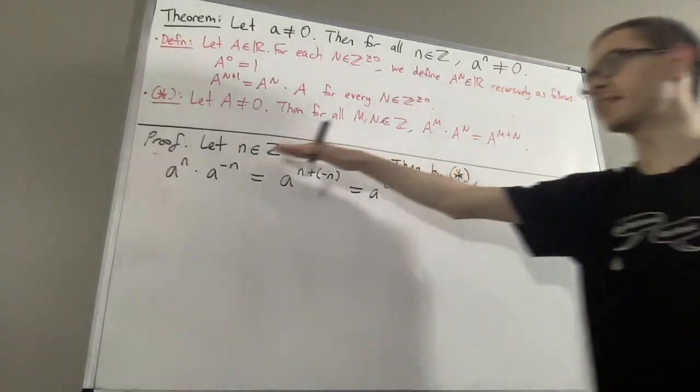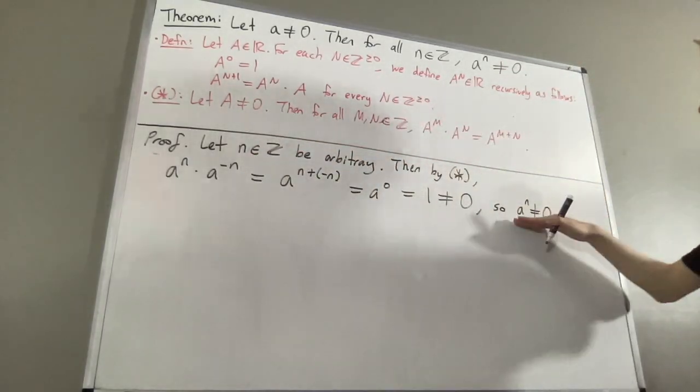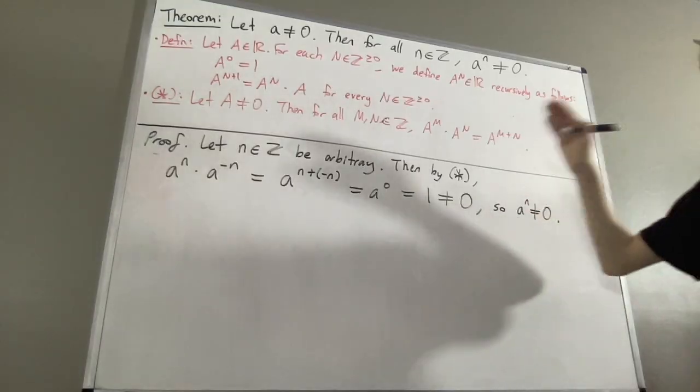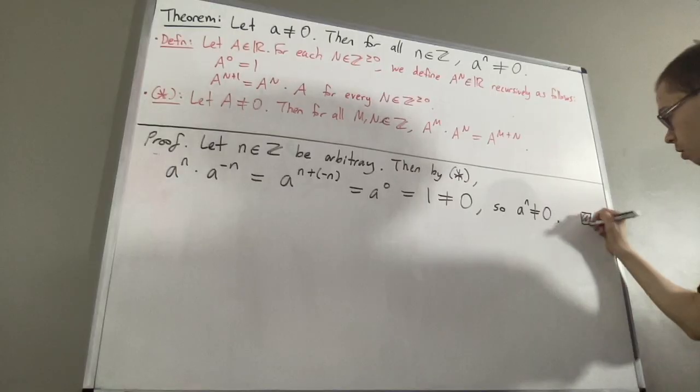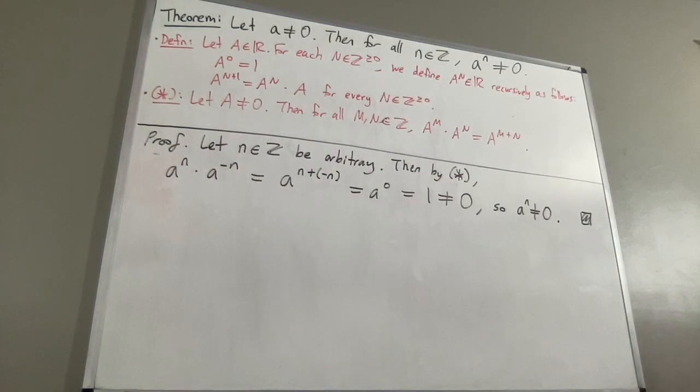So this shows if n is any integer, then a to the power of n must not be 0. So that proves exactly what we wanted to prove. So this completes the proof. And so yeah, that's pretty much it for this video.